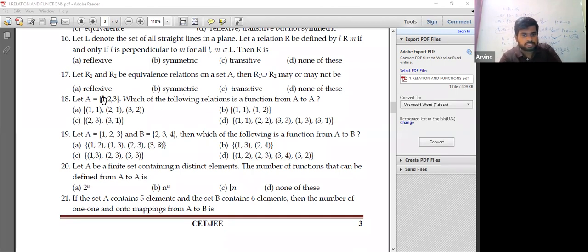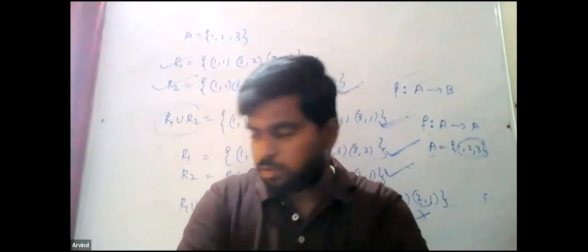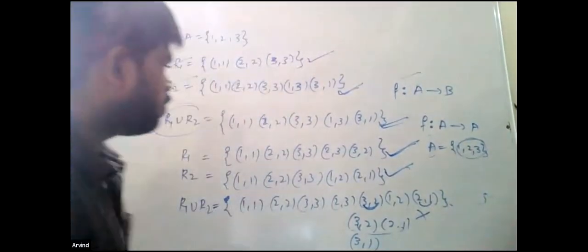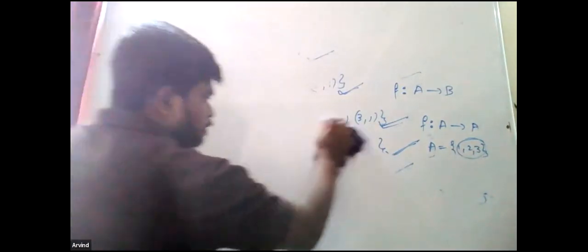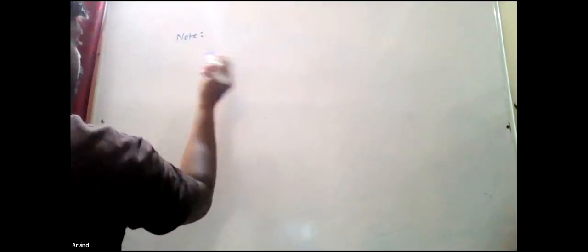Okay. Let's go to the next one. Let A be a finite set containing n distinct elements. Then the number of functions that can be defined from A to A. This is a formula, okay, which I'll give you. Write it down. Write it as a note. All these are shortcuts that you have to remember.